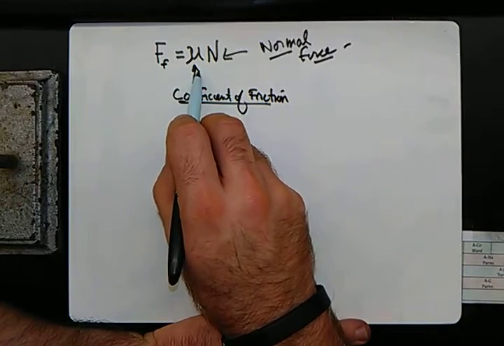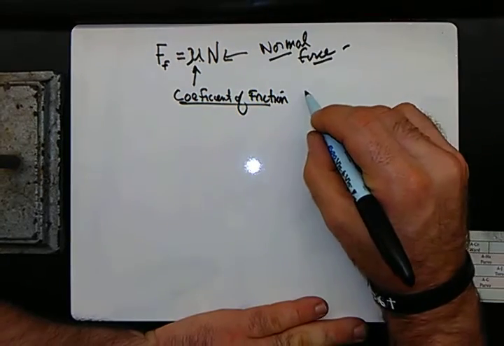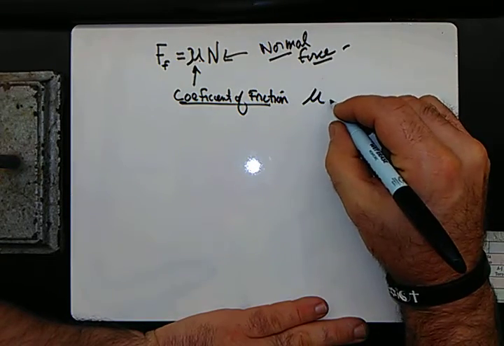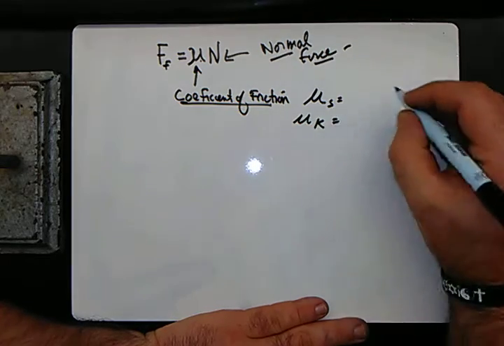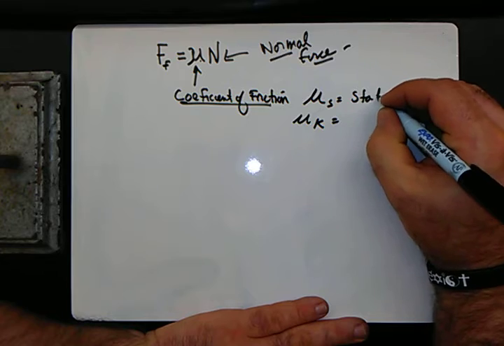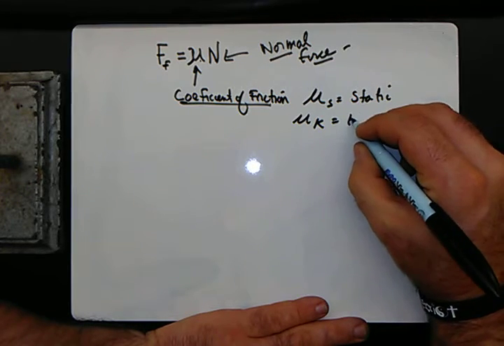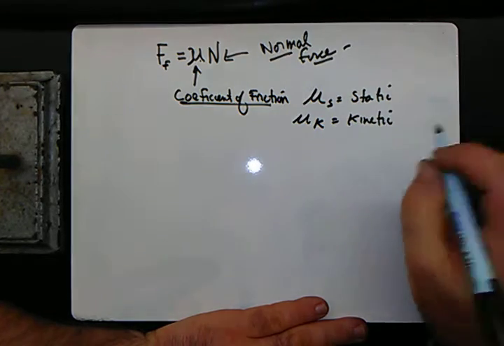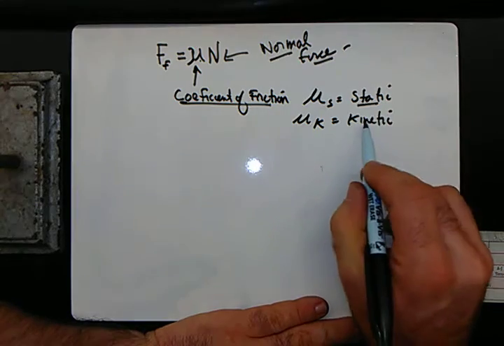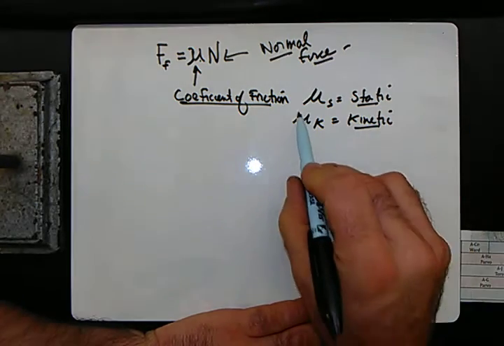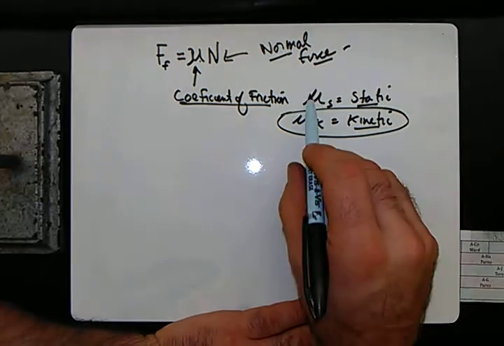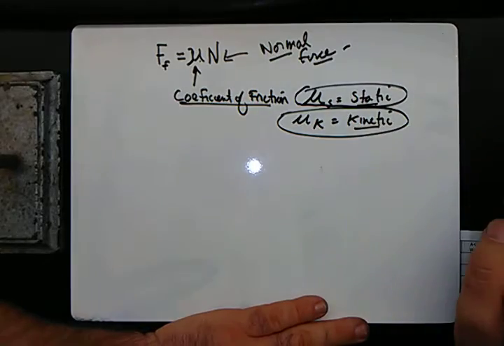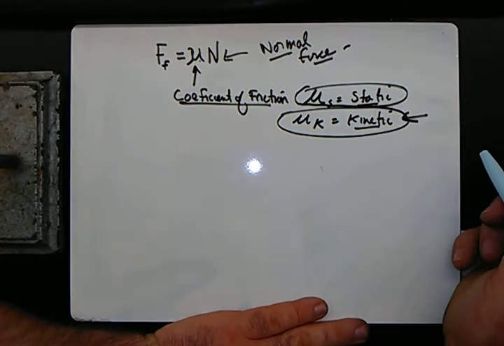Okay, so we have two types of coefficients of friction. We have mu sub s, and we have mu sub k. S is for static, and k is for kinetic. Kinetic is motion, static is still. We're generally going to use this one a lot more, but we will consider the other in some cases.